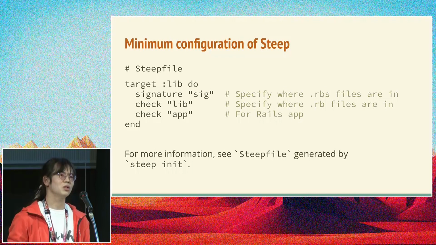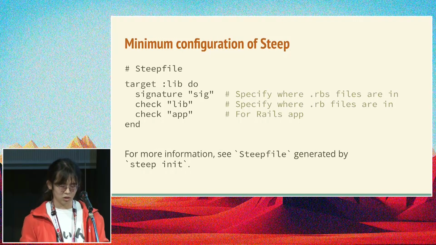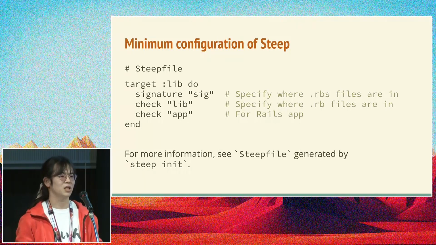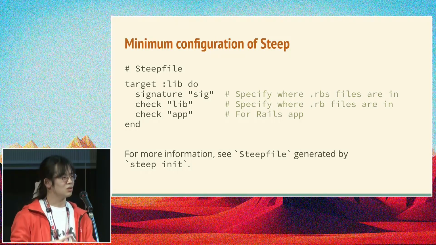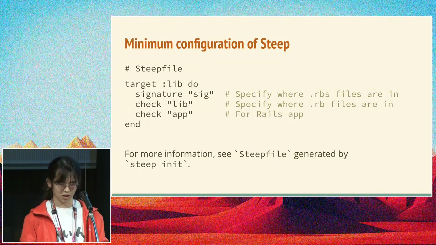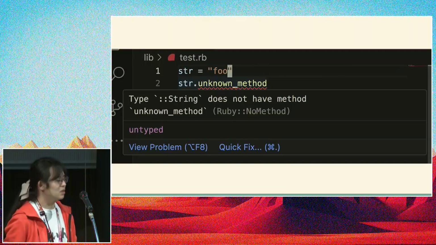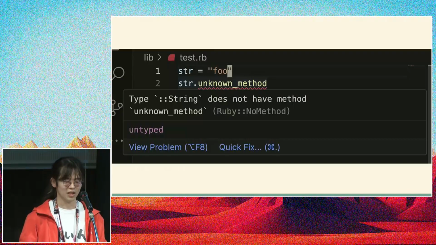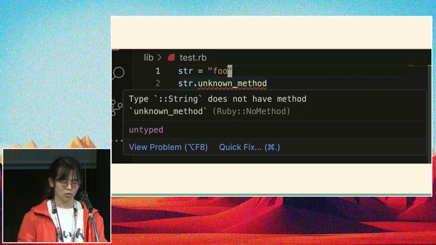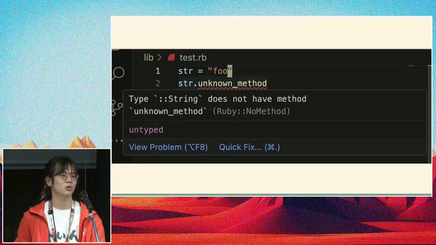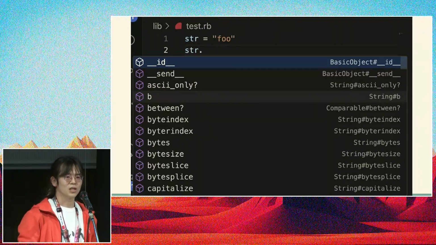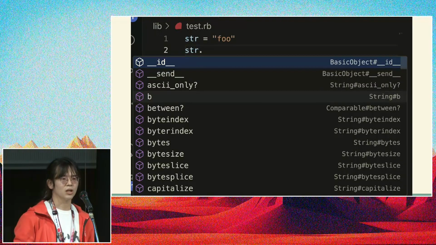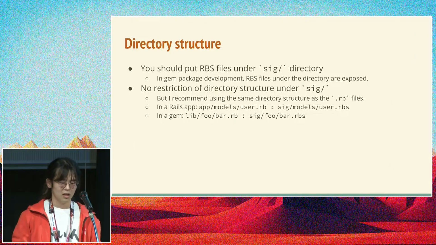So this is the minimum configuration of Steep to run, but what type analysis should be designated? In such a case, steep init allows you to generate a Steepfile, and then by reading this, what items of configuration are there can be read. So after writing such a Gemfile, in this case, this is a method where string doesn't exist, then an error is shown, and a method suggestion can be possible. So with this, you can write this much.